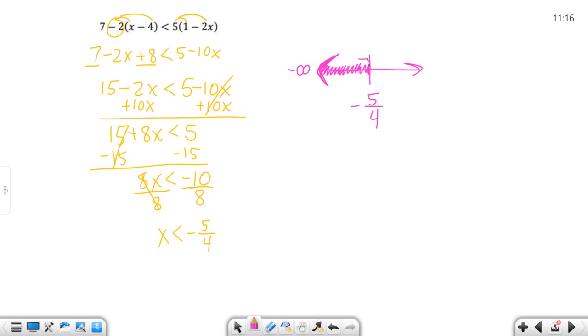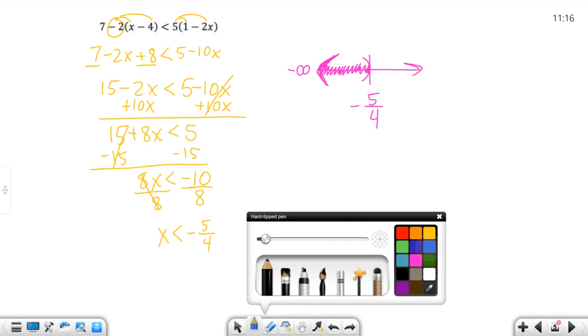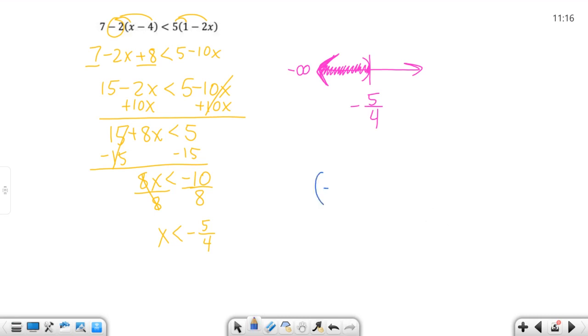And then what goes around 5/4? Why is it a bracket? It shouldn't be a bracket, right? I heard you asking it, right? It should be a what? Parenthesis, because there's no equals. If there was an equals there, it would be the bracket, right? It would be the bracket. So, and then my interval notation here is going to be parentheses, always on negative infinity, comma, negative 5/4, and this also, in this case, gets a parenthesis because there was no equals there. And that's what we put on our inequality number line.